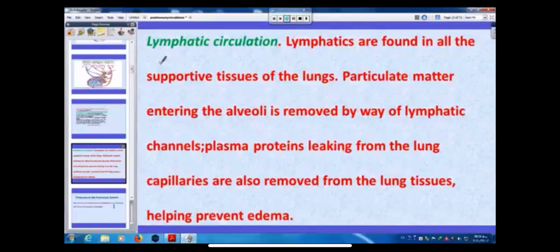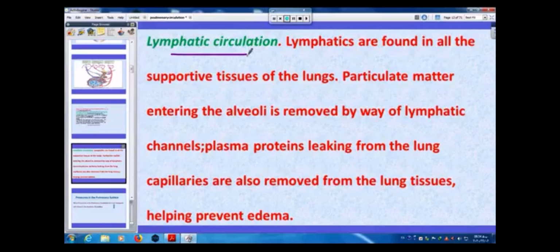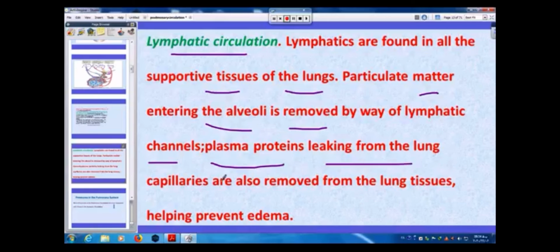We have in the lung lymphatic circulation as well. Lymphatics are found in all of the supporting tissue of the lungs. Particulate matter entering the alveoli is removed by way of the lymphatic channels. Plasma proteins leaking from the lung capillaries are also removed from the lung tissue, helping prevent edema.